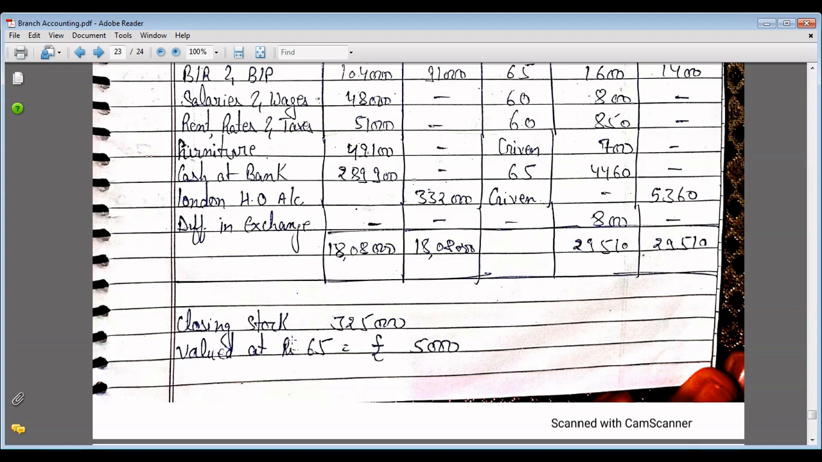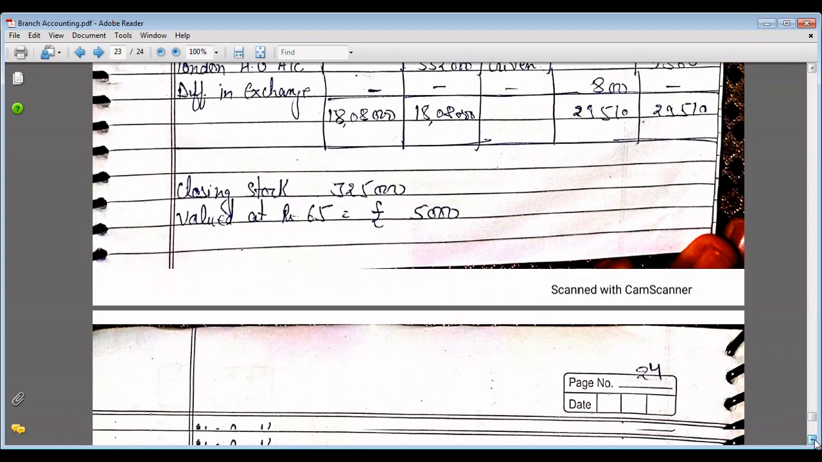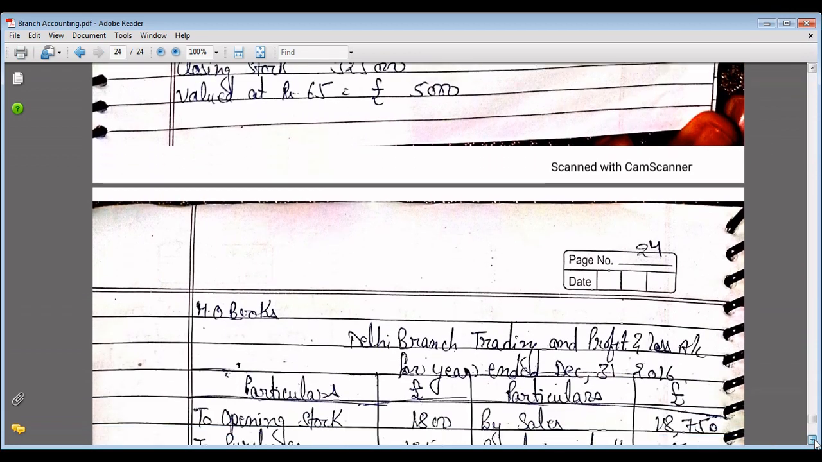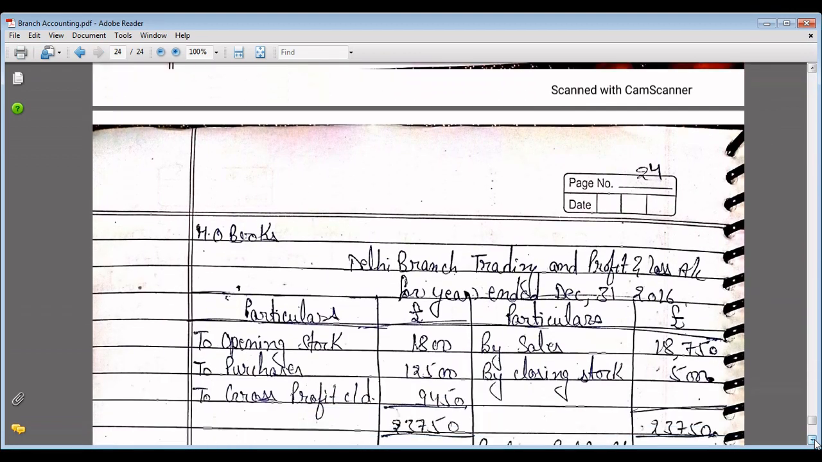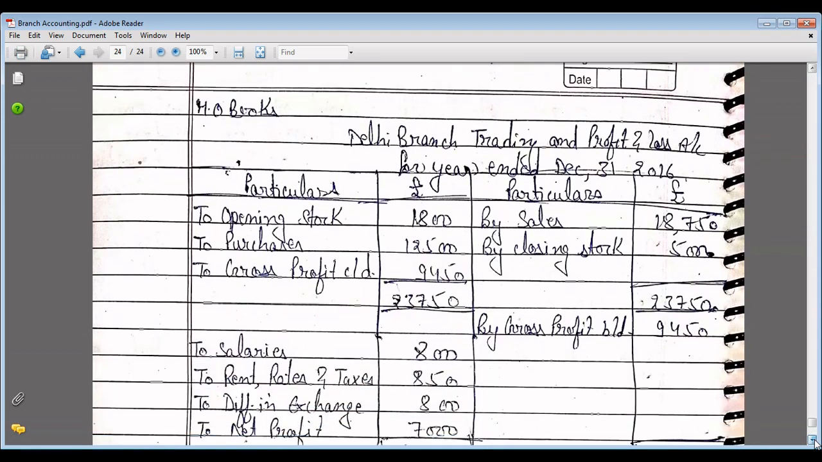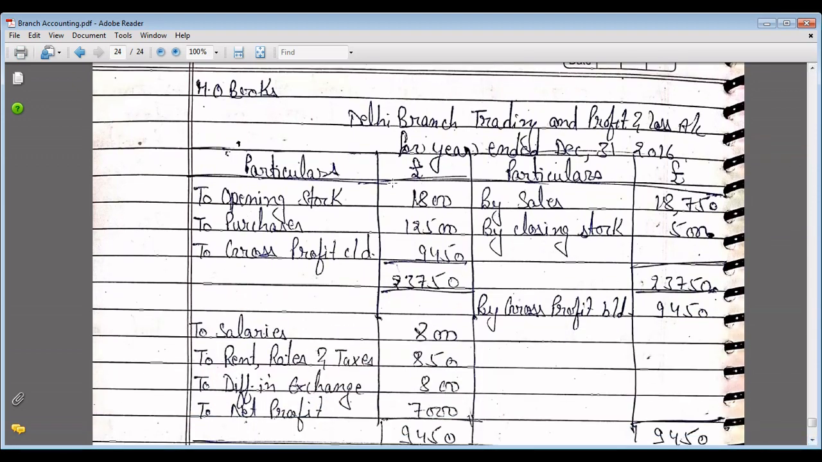It will be converted at the exchange rate prevalent at the end of the year, that is 65 rupees. So it comes 5,000 pounds. Then in the books of head office, we will make Delhi branch trading and P&L account. So here is the opening stock and the opening stock in pounds, which we have calculated earlier in trial balance, that is 1,800 pounds. Then to purchases 12,500 pounds. By sales 18,750 pounds. By closing stock 5,000 pounds.